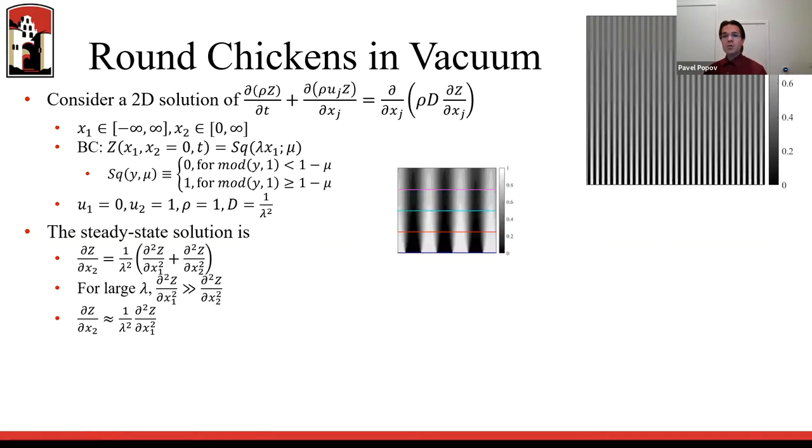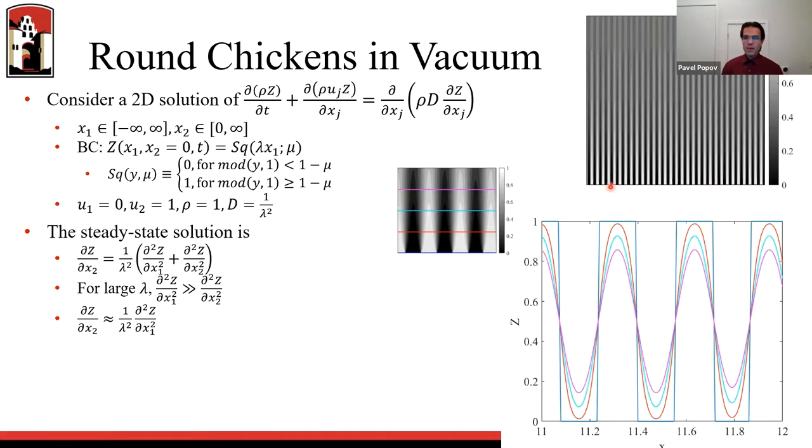Okay, so here I'm showing a contour plot of this solution. So here we have the boundary condition alternating between 0 and 1. So 0 is the white ones, 1 is the black ones. And these strips will diffuse in the vertical direction. I'm showing the solution as a function of x1 for a couple of heights, for a couple of x2. So first we have the initial condition, which is the blue curve, which is just a square pulse. Then at a slightly bigger height, we have the red curve. And slightly bigger height, we have the cyan curve. And at a slightly bigger height, we have the magenta curve.